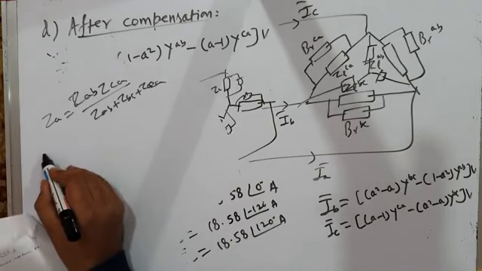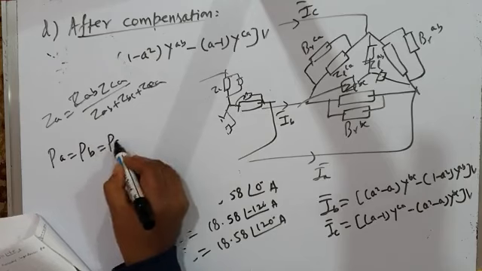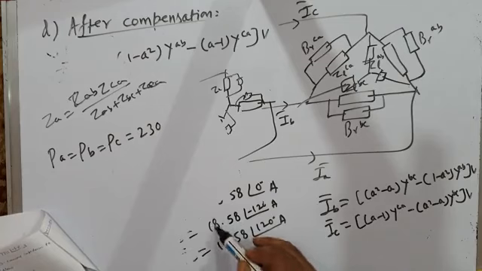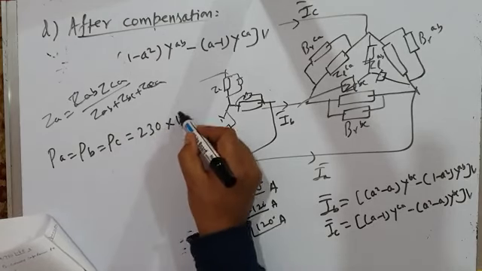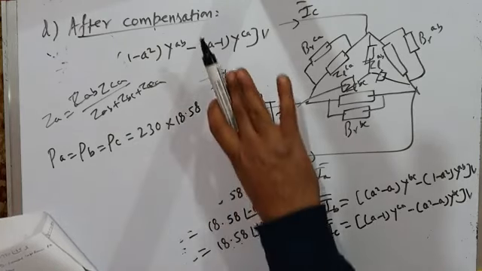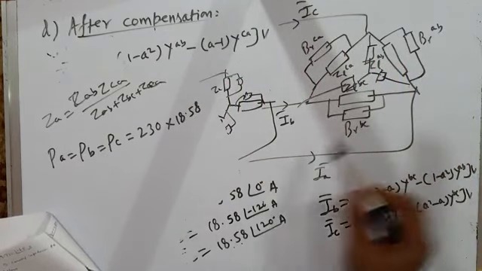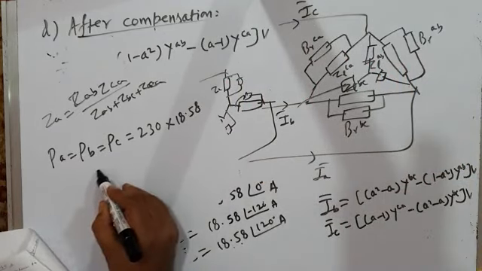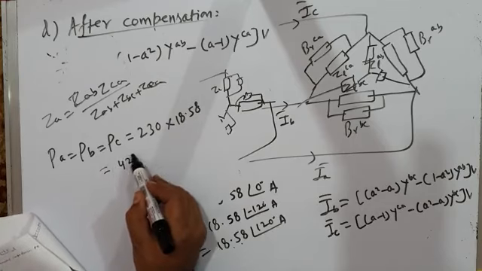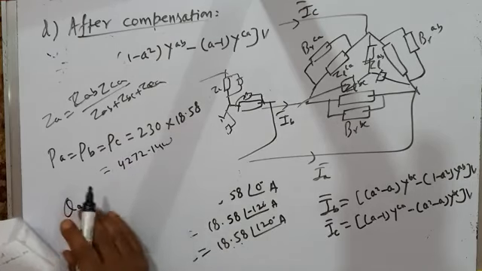Now let us find source power. PA is equal to PB after compensation. The 3 source powers will be same. That is voltage into current. तीनों phases की current same है 18.58. So into cos 0, क्योंकि since no reactive power is coming from source, all reactive power is locally supplied by the compensator. So the active powers of all the 3 phases will be 4272.14 watt, and reactive power QA, total active power कितना होगा?